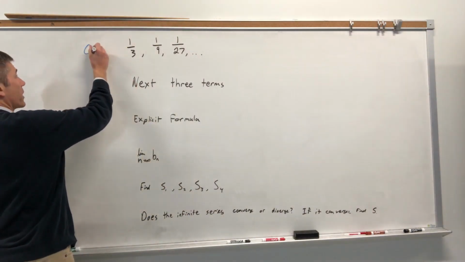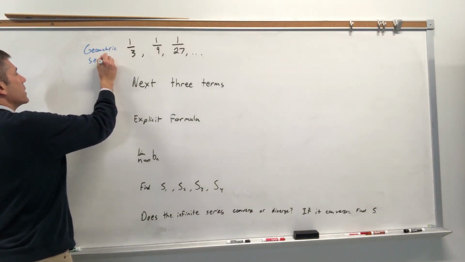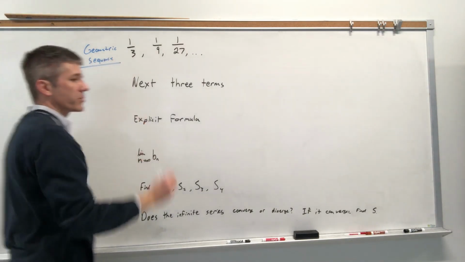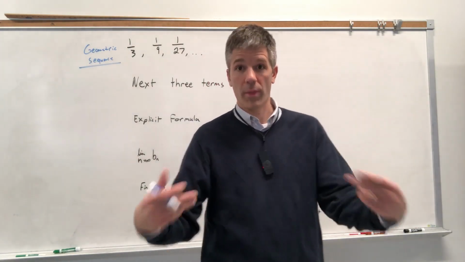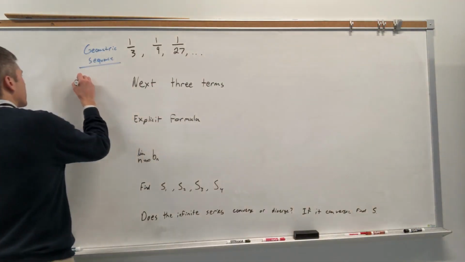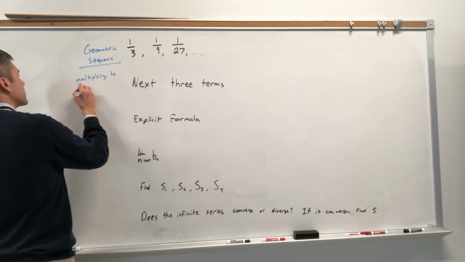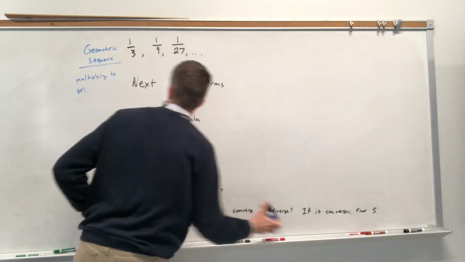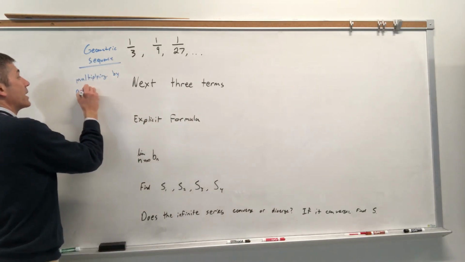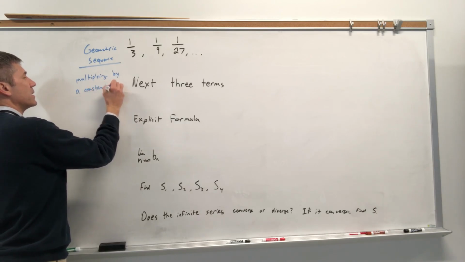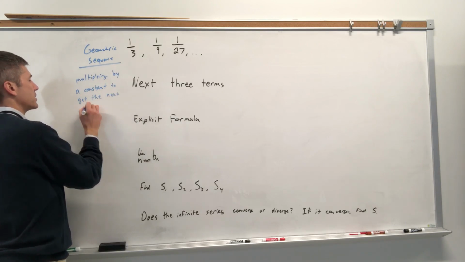This is a geometric sequence. And geometric is when I am multiplying by the same thing every time. In this case, I'm multiplying by 1/3. So, multiplying by a constant to get the next term.